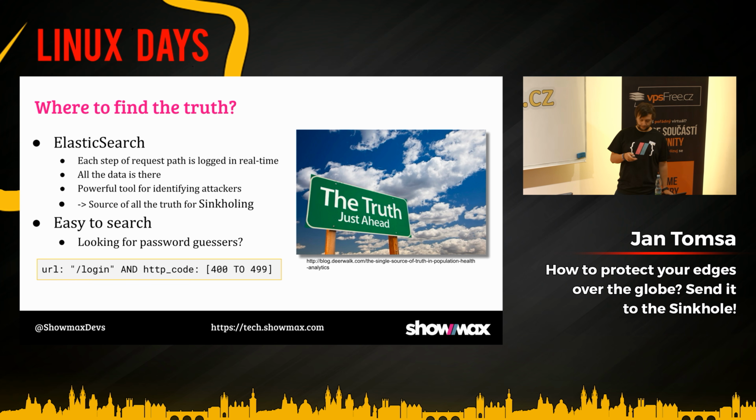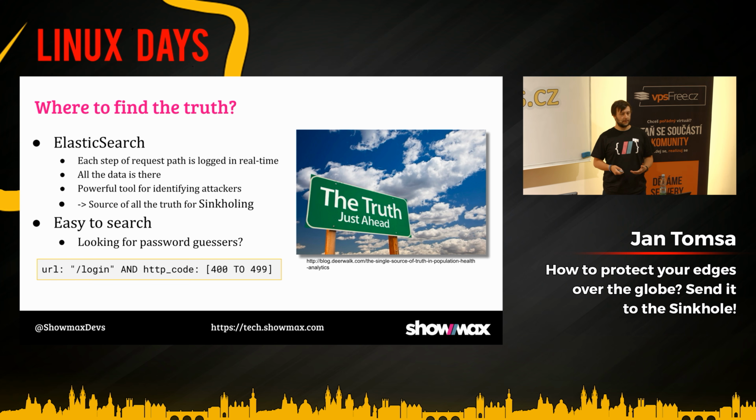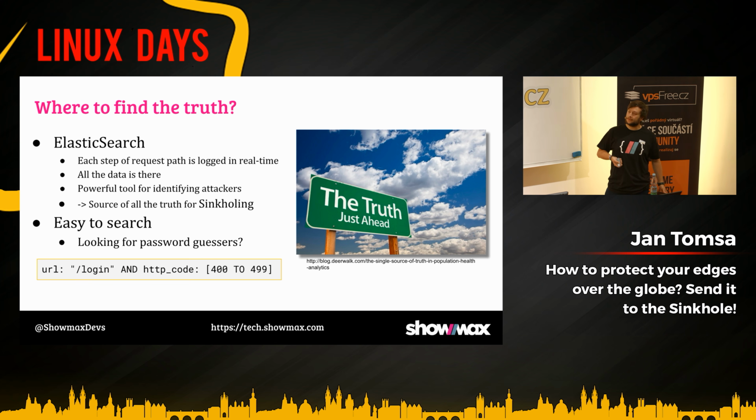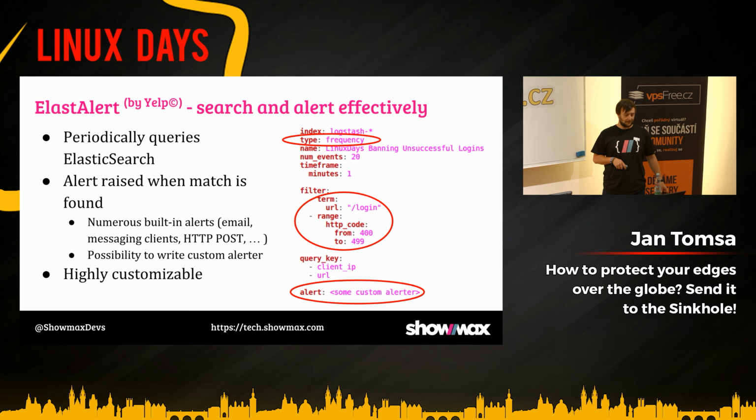Of course, doing this manually would be really slow and not sustainable in our case, so we needed to find a way to automate it, otherwise you would have to buy an army of monkeys that would do the search all day, you know. So for automation of this task, we found a perfect tool called ElastAlert. That's a service that periodically queries Elasticsearch and is able to raise an alert when a match according to some set of rules is found.